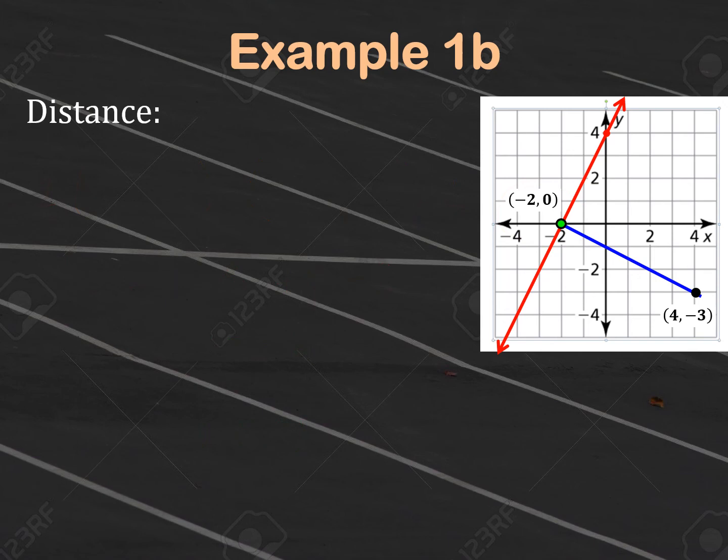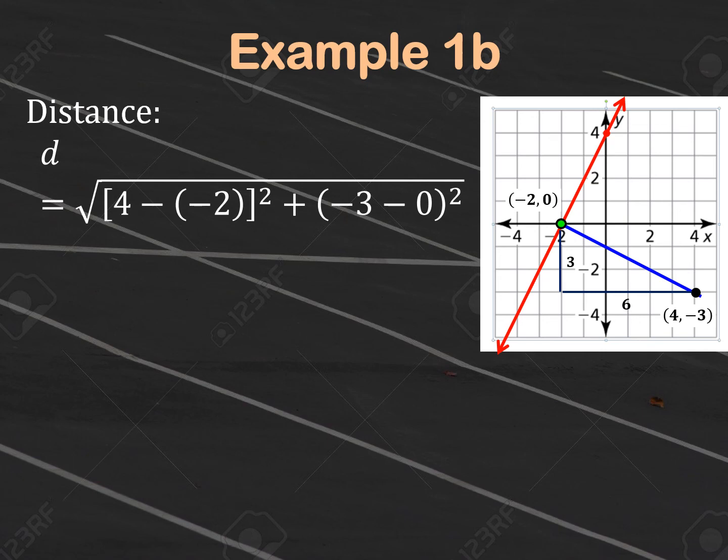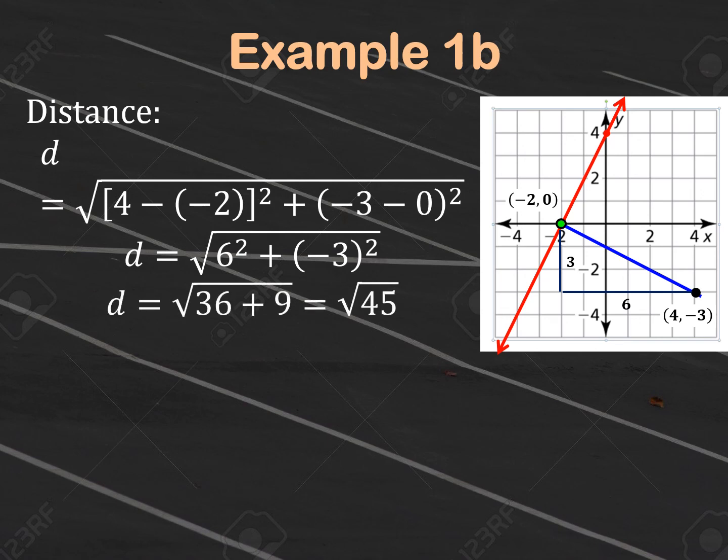Finally, we're going to look for the distance between negative 2, 0 and 4, negative 3. So we're going to use the distance formula or by constructing a right triangle. Notice if you construct a right triangle, you have a side of 3 and 6. So using the distance formula, you're going to take the x2 minus x1 squared plus y2 minus y1 squared, which ends up being the square root of 6 squared plus 3 squared. So 6 squared is 36, 3 squared is 9. The distance is thus the square root of 45. Rounded to the nearest tenth, and you see that the distance is 6.7.